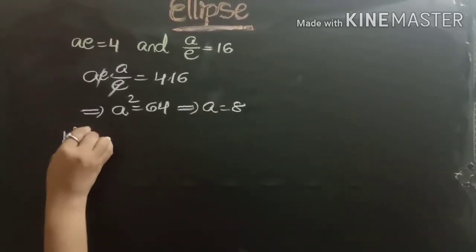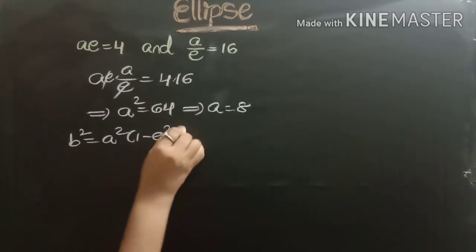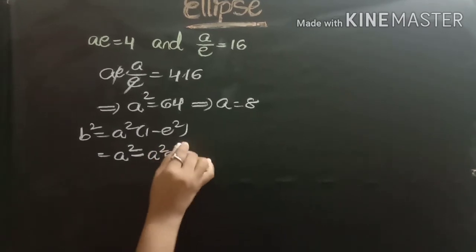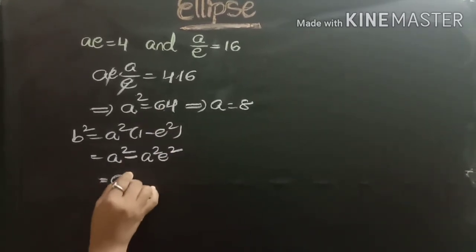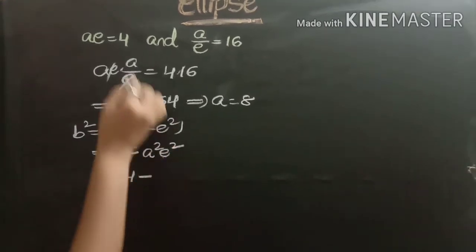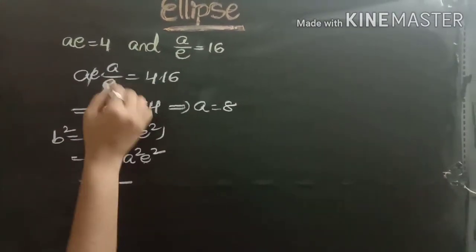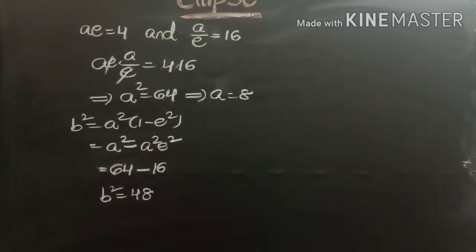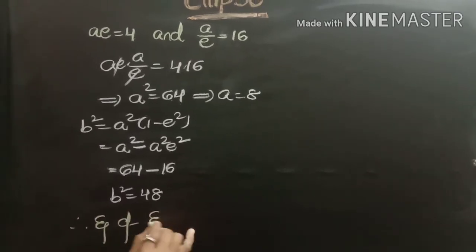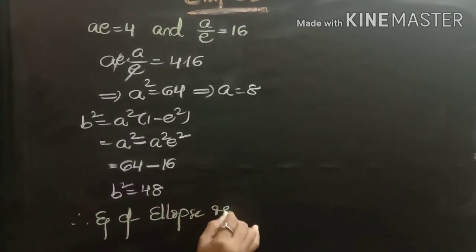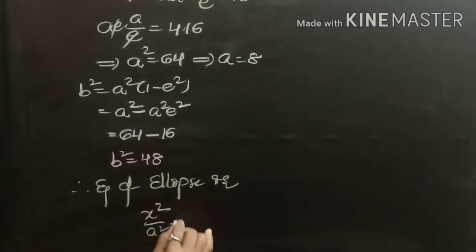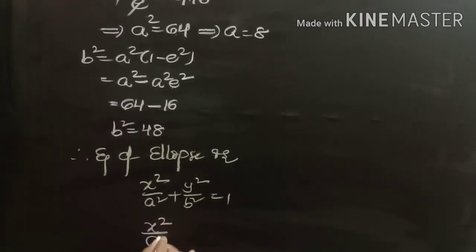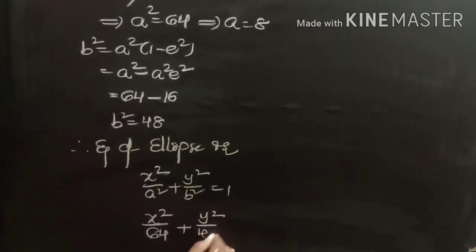Now we want the value of b. We find the value of b by using the formula b square equals a square into 1 minus e square, which is a square minus a square e square. What is the a square value? 64 minus a square e square. Already we have that ae is 4, then a square e square is 16. Therefore the value of b square is 48. Therefore the equation of the ellipse is x square by a square plus y square by b square equals 1. Therefore the answer is x square by 64 plus y square by 48 equals 1.